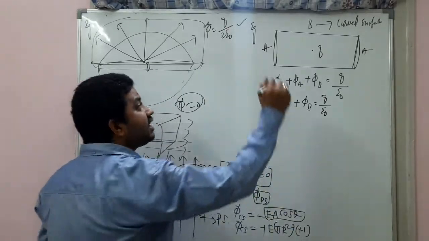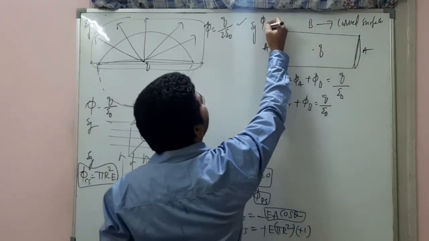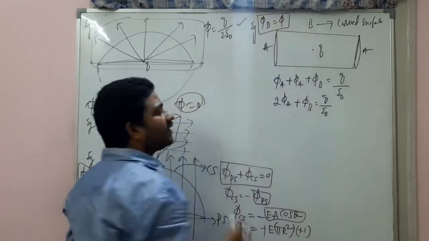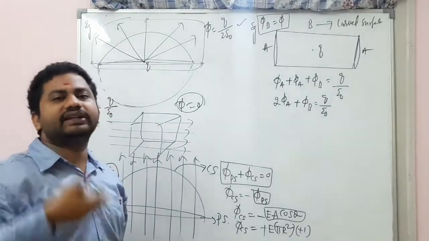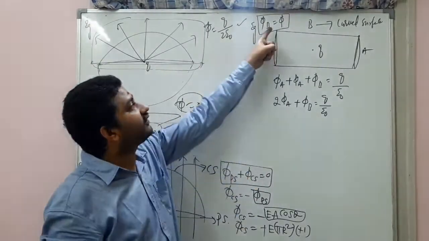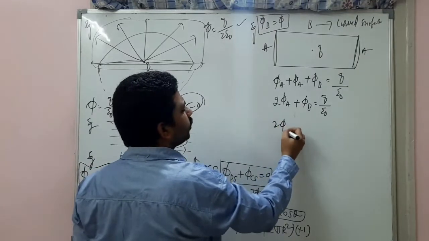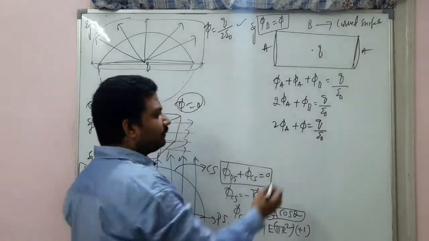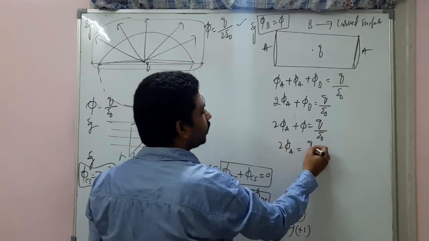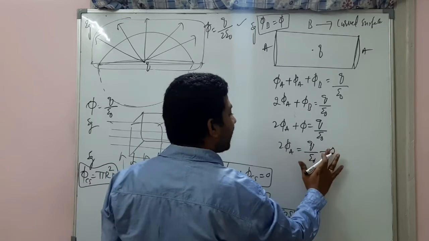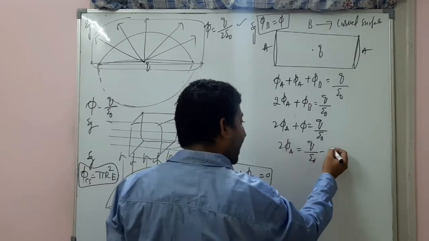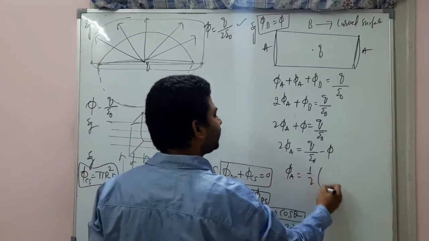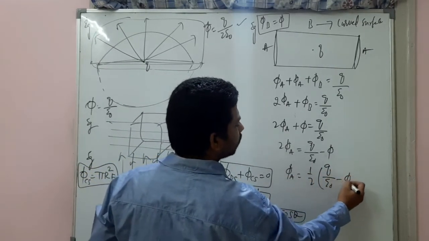The question is, the flux linked with B is given as phi. The electric flux linked with the curved surface is given as phi. So that's what I am writing here. 2 phi A plus phi is equal to Q by epsilon naught, and 2 phi A is equal to Q by epsilon naught minus phi. Super. So phi A is equal to 1 by 2 into (Q by epsilon naught minus phi).